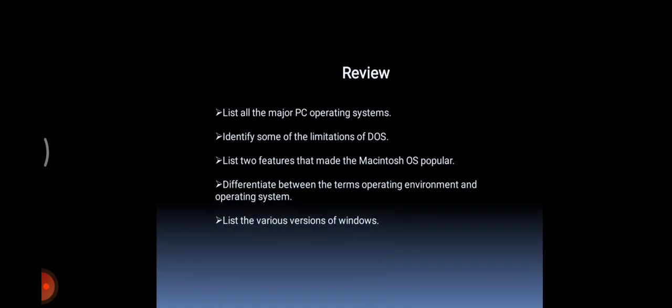Finally, review. First of all, list all the major PC operating systems, then identify some of the limitations of those. List two features that made the Macintosh OS popular. Differentiate between the terms operating environment and operating system. List the various versions of Windows.